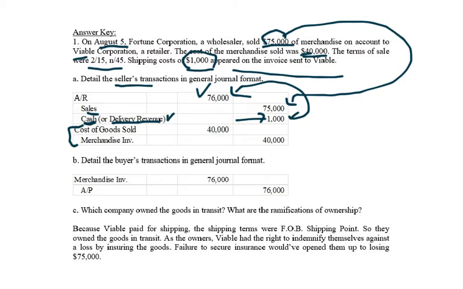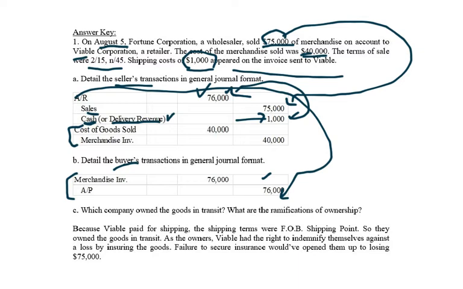Now, what about the buyer? In this case, that would be Viable Corporation. What does their accounting look like? Well, it's pretty simple. It's just debit inventory, credit accounts payable. That's it. For whatever the accounts receivable amount was. Remember, these two things have to equal each other: $76,000 in AR equals $76,000 in AP.